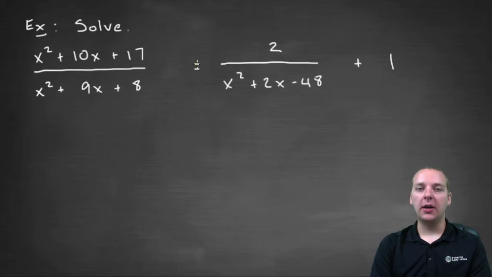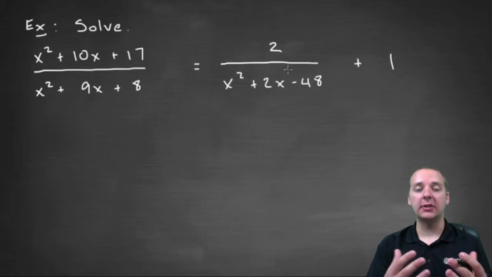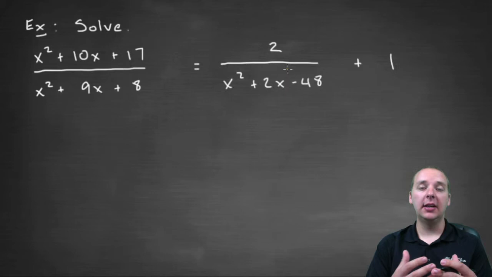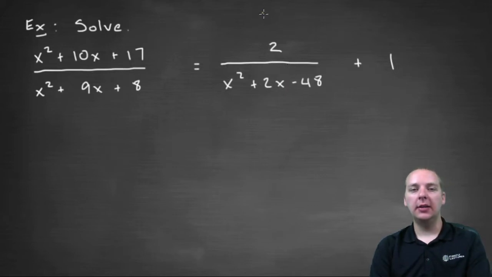So we've got an equation here: x squared plus 10x plus 17 over x squared plus 9x plus 8 equals 2 over x squared plus 2x minus 48, all plus 1. So the first thing we do, as we well know, is we got to get rid of these fractions so that we have an equation that is a little bit easier to solve, hopefully. So the way we do that is we have to find the LCD of all these denominators here.